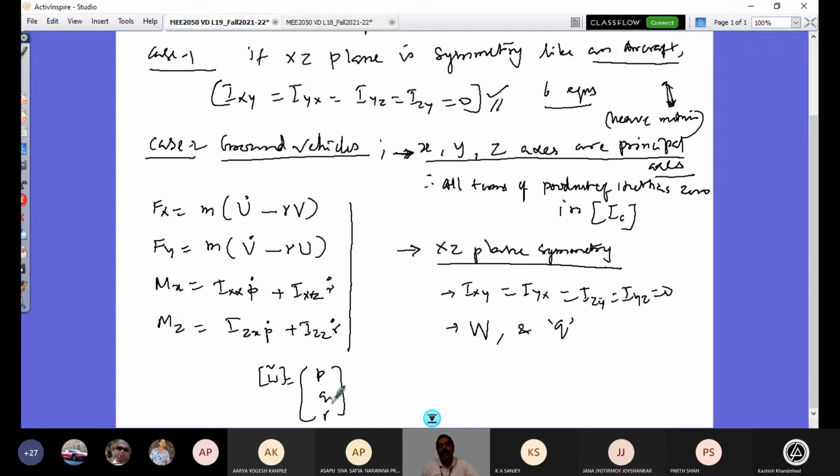P refers to roll motion, Q refers to pitch motion, R refers to yaw motion. So in a ground vehicle, you have a pitch motion. Why? Because there can be load transfer. In a vehicle you have a suspension, so your total mass is discretized as unsprung mass and sprung mass. So there can be load transfer during braking or accelerating.